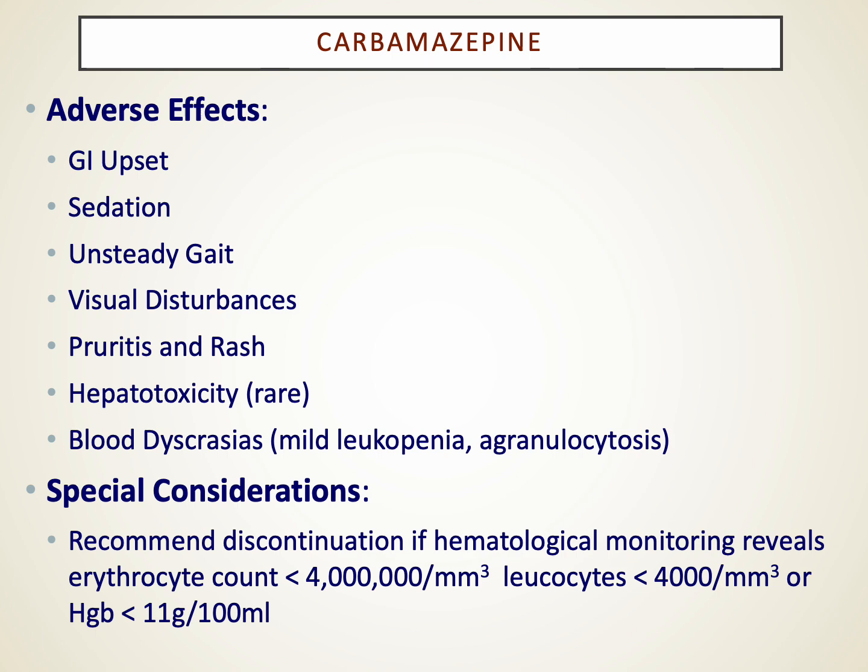We talked about the adverse effects of carbamazepine, including GI upset early on and the risk for leukopenias and hepatotoxicity, which is rare. But you want to keep an eye out for that, as well as central nervous system effects like sedation, unsteady gait, and visual disturbances. And if their white count falls below 4, then typically we look at holding or discontinuing carbamazepine.